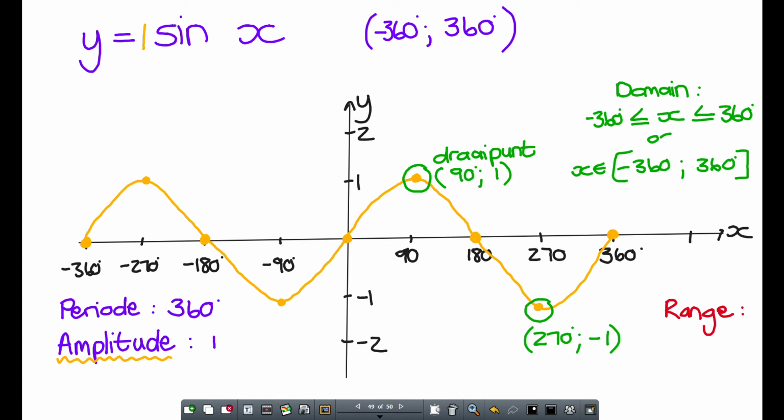So you either write it like this. Y must be greater than and equal to minus 1 and less than and equal to positive 1. Or Y is an element of block bracket, minus 1, comma, positive 1, and again a block bracket. Right, do you guys get it? Good.